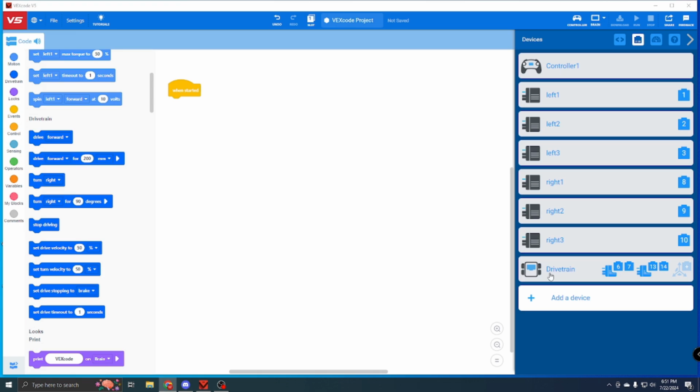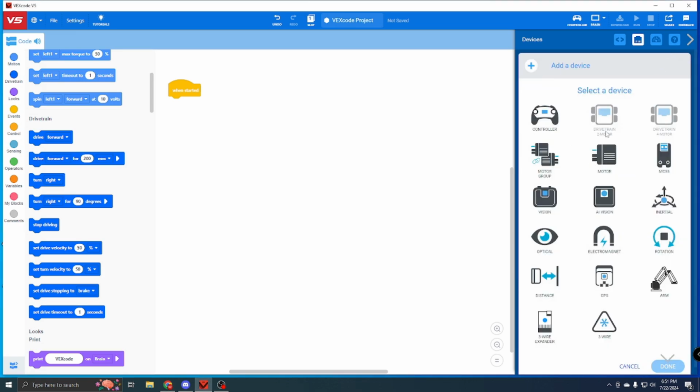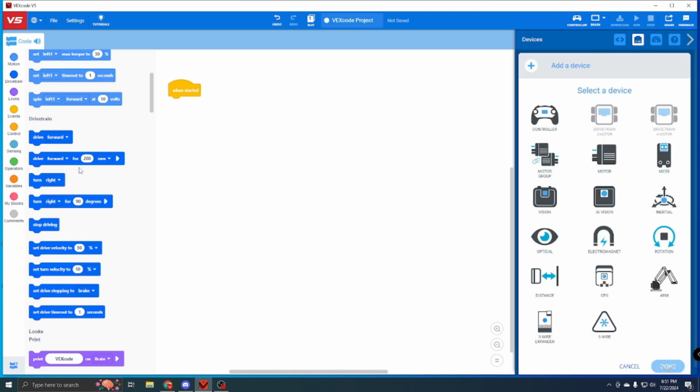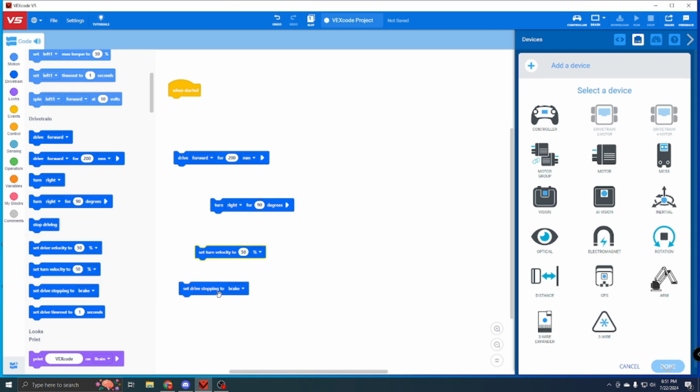You see I've got this 4-motor drivetrain. There is the option to do 2-motor, but because I've already added a drivetrain, obviously I can't do that. So over on the left here in my drag and drop section, I've got this drive forward, turning, setting the stopping, setting the velocity, all those fun sorts of things.